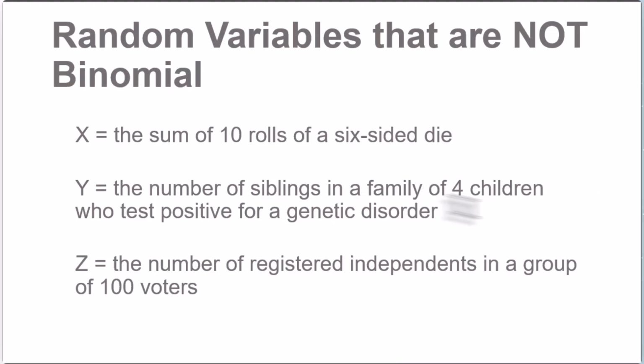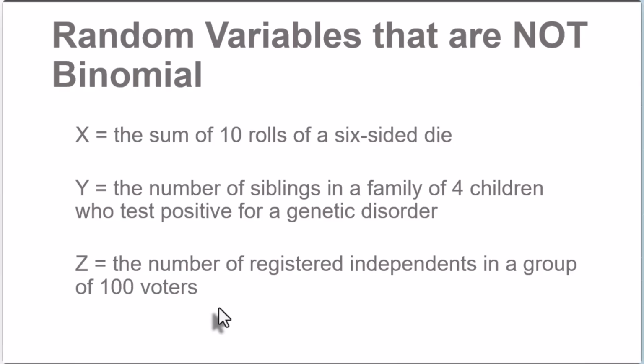Because these are children from the same family, if one tests positive for a genetic disorder, that means that the other children are more likely to test positive as well. They're not independent, unless these were selected from a wider population or we were testing for something that wasn't genetic. And the last non-example here, the number of registered independents in a group of 100 voters.